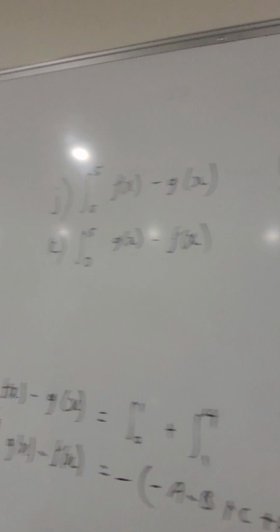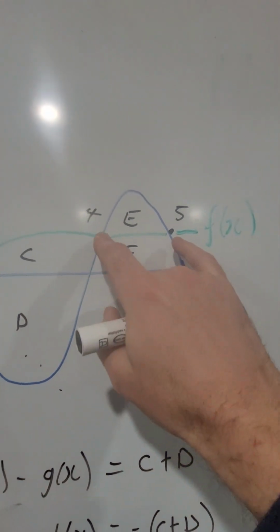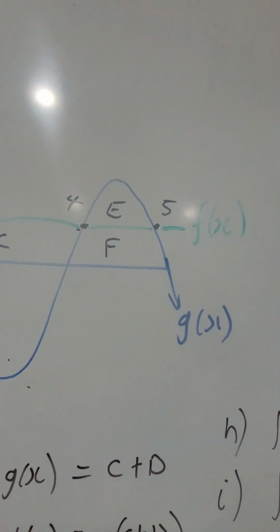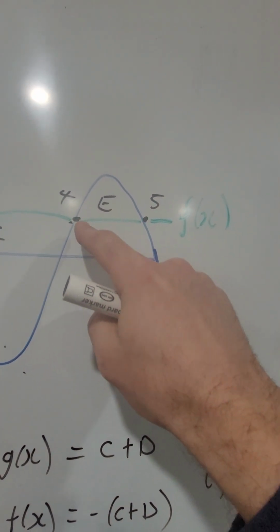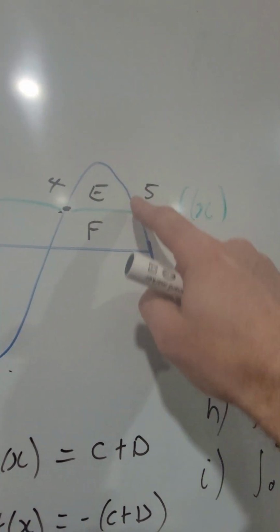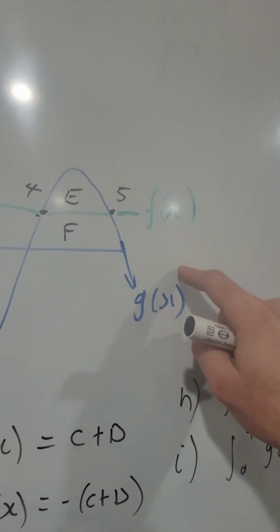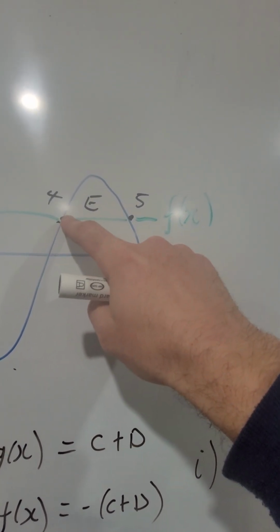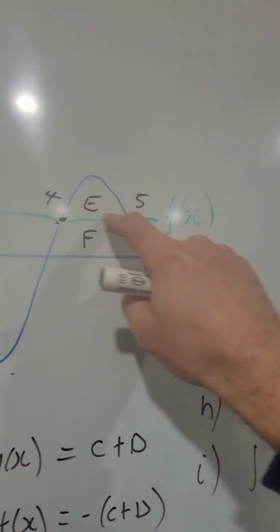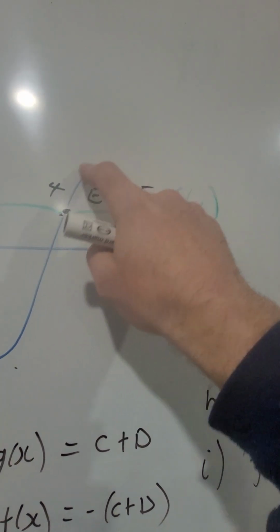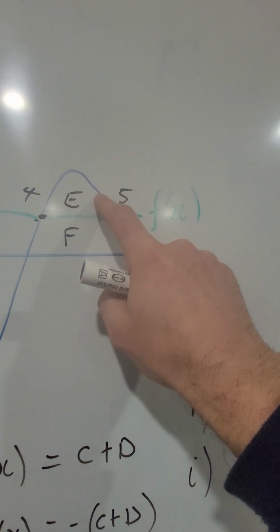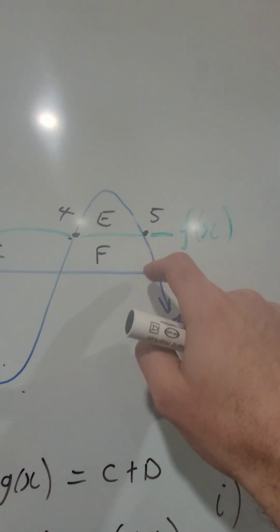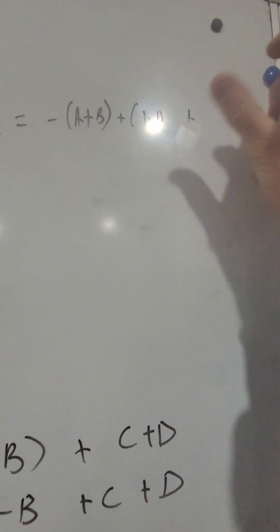But then if we look at from 4 to 5, okay, over this region, and we're told to do f of x take g of x. So f of x is the bottom function, g of x is the top function. So we're talking about then this region here, f of x take g of x. We're just talking about region E, but it's negative because we've got the f of x function at the bottom. Okay, so it's just going to be negative E.